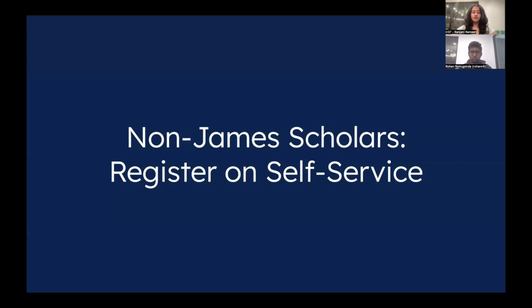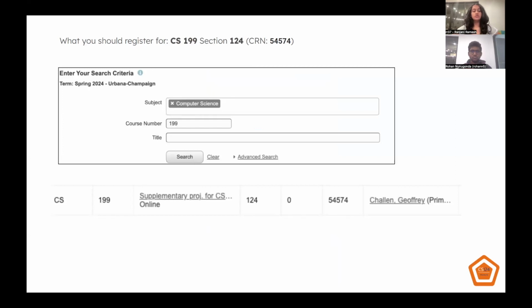Quick note again, for non-James scholars, along with the enrollment confirmation form, you will be required to register on self-service. This is the class that you have to be registering for. It is CS 199, section 124, and the CRN is 54574. So please make sure that you've registered for this class on self-service along with the enrollment confirmation form being filled out.